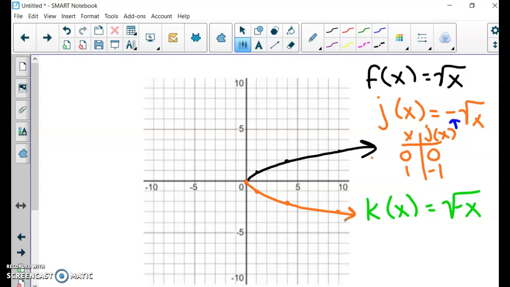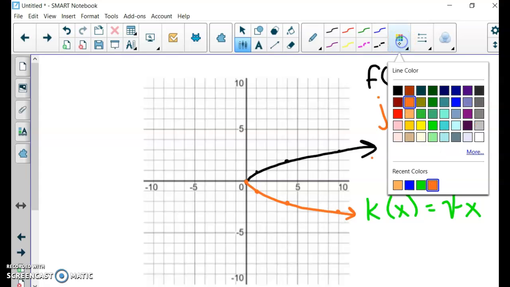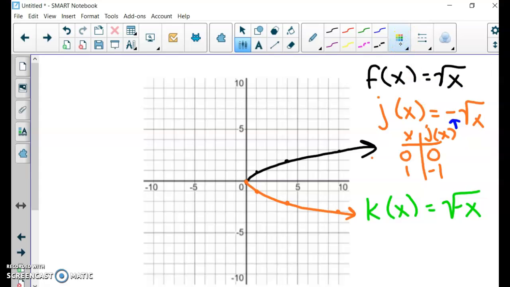Now let's take a look at the bright green, k of x. That one is the negative on the inside, so our domain is changing from 0 to infinity to actually negative infinity to 0. So that is going to be a reflection across the y-axis. So 0 is still our endpoint, but now -1 would give the square root of 1, which is 1. -4 would be the square root of 4, which is 2. And -9 would result in 3. So the graph of k of x would be this.